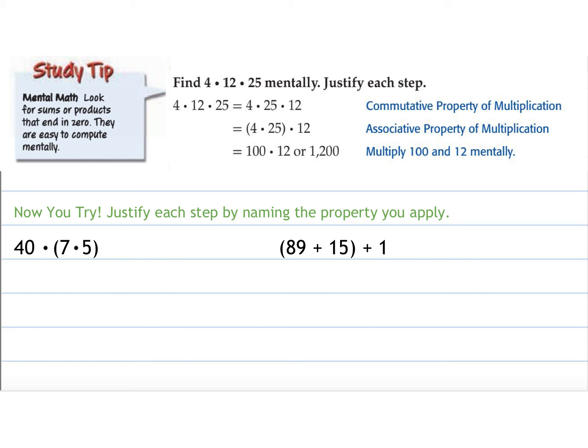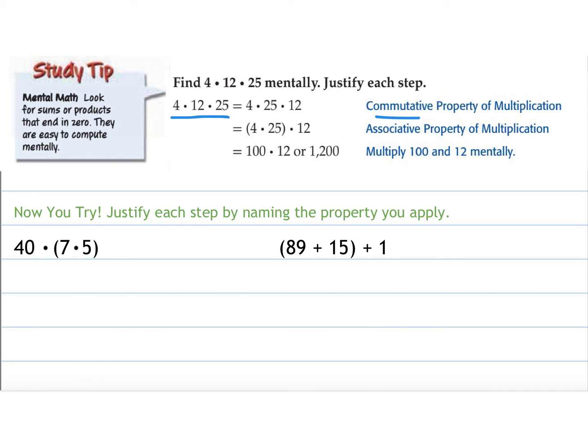Now you might be thinking, what is the point of all of these things? Why is this helping us? What are these properties important for? Well, let's say we have this problem right here, 4 times 12 times 25, and we have to solve that in our head. And you're like, okay. What we could do is we could start with the commutative property where we change the order.